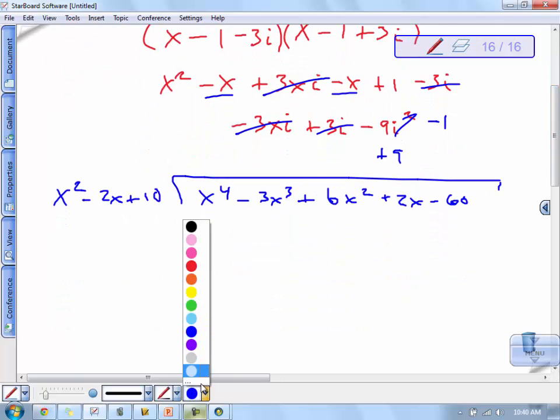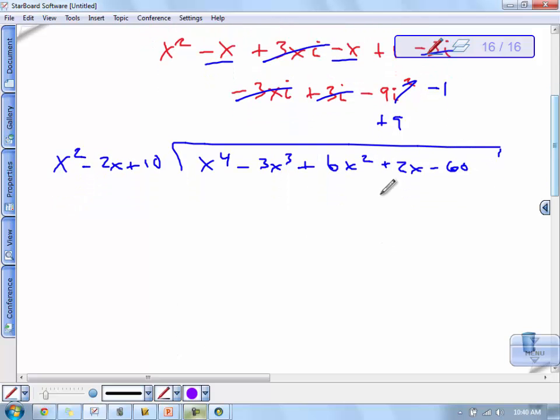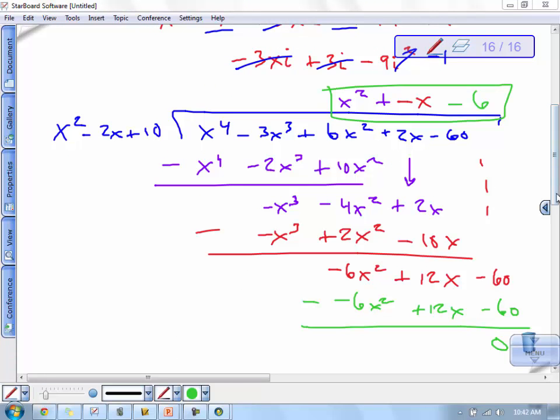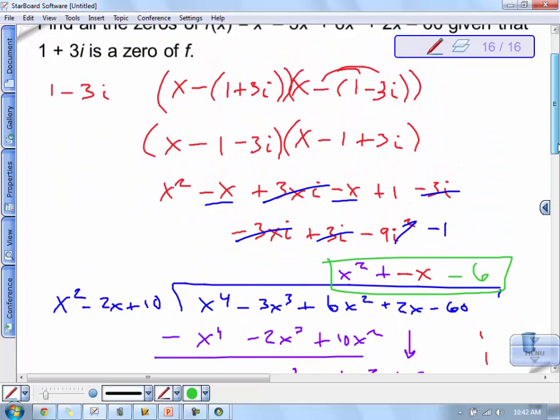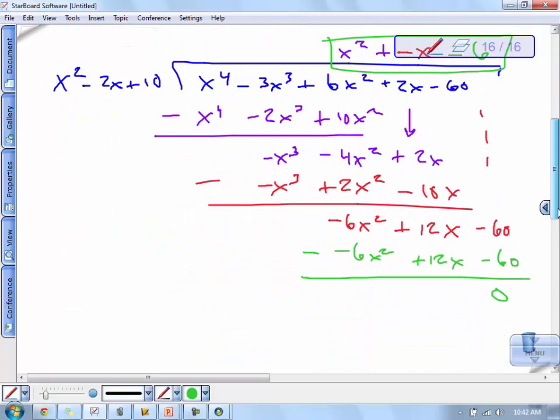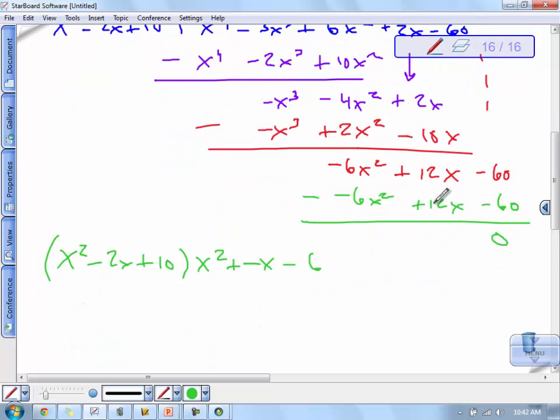There are two factors, so let's do this. You guys can do long division by now, so I'll just pause it and show the work, and you can look through it later. You can pause and look through this work if you want, but you should know how to do long division at this point. And so my answer then for the complete factorization is x squared minus 2x plus 10 times this other factor, x squared minus x minus 6. I want to see if I can factor this more. So let's see, this could be factored into x minus 3 times x plus 2.